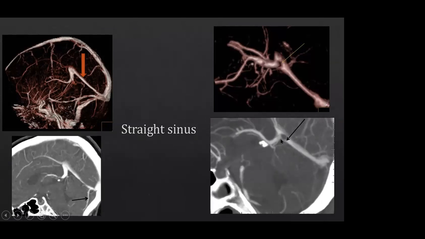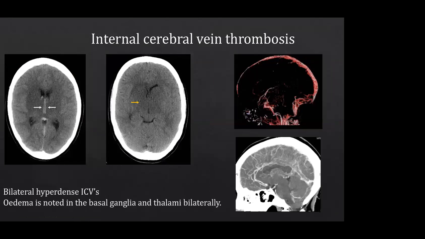Something to remember are these Pacchionian granulations or arachnoid granulations. A bit more of this later on, but this is a very typical site where you can see this filling defect around it, a classical site at the junction of the vein of Galen with the straight sinus, not to be confused with a clot.